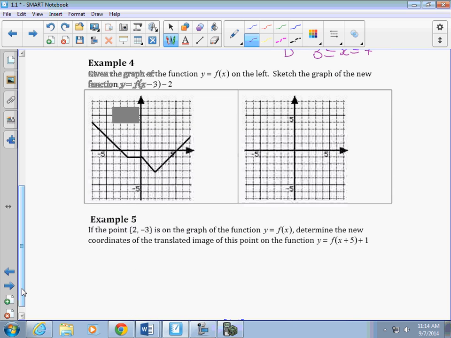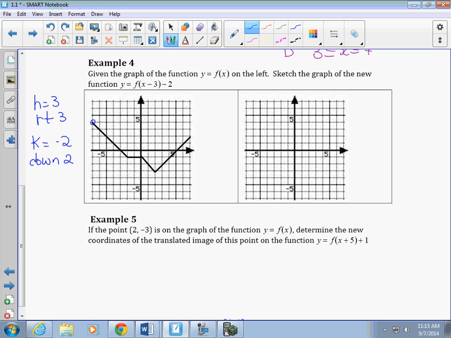Okay, example 4. Given the function y is equal to f of x on the left, sketch the graph of the new function y is equal to f of (x minus 3) minus 2. So we need to take a look at, okay, what are my translations that are happening? The first thing that I can see here, my h is equal to 3. So I'm going to go right 3. My k is equal to negative 2, so I'm going to go down 2. So every point from this graph here, wherever it was on the original graph, is going to be translated 3 right and 2 down.